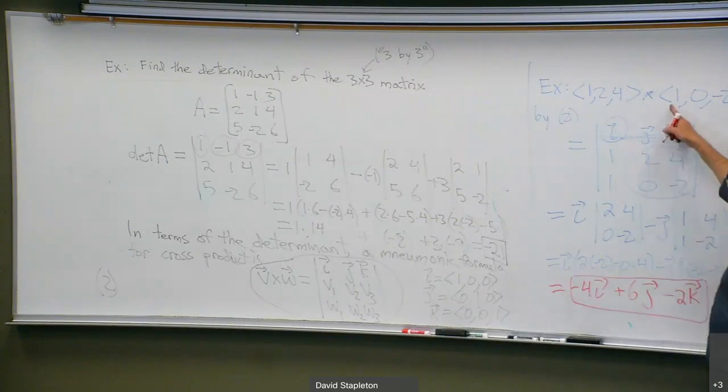Or if you prefer the first notation, the component notation, you can also write it this way. It means the same thing: minus 4, 6, minus 2. These are two notations for exactly the same thing we showed before. So either one is the same thing. The cross product of these two vectors is this vector.